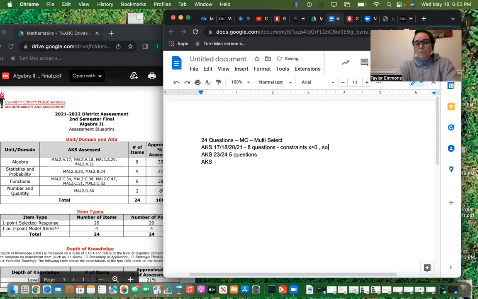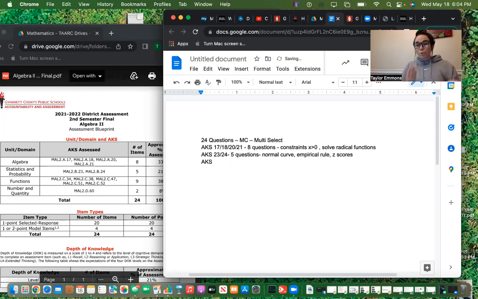There's also going to be solving radical functions. That's what AKS 20, 21 is going to be. And then AKS 23, 24 is what we just finished up, so it was our last unit. That's talking about the normal curve, the empirical rule, and z-scores.